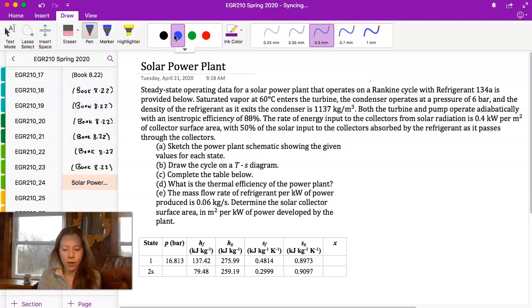So let's begin with a schematic here. So this is A. All right, so let's start with our turbine.